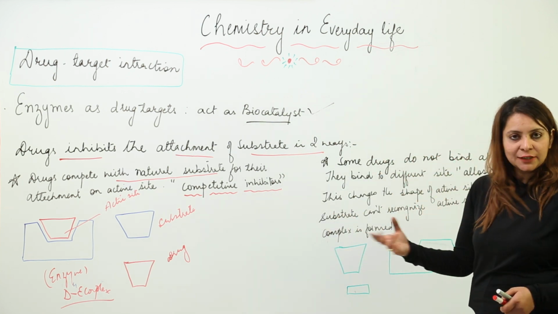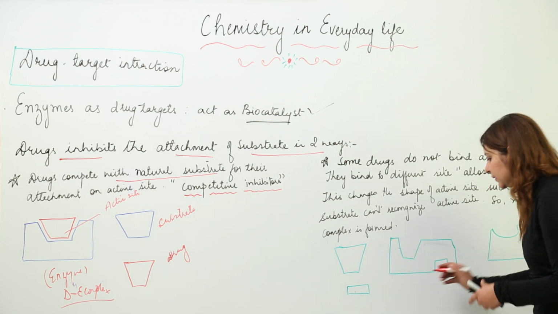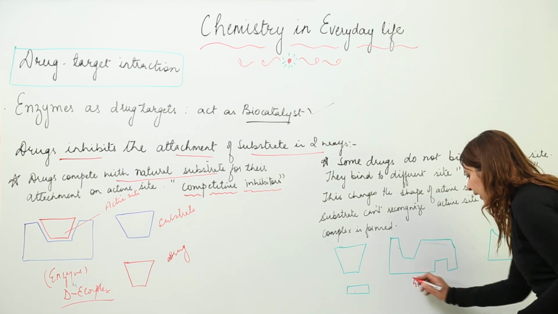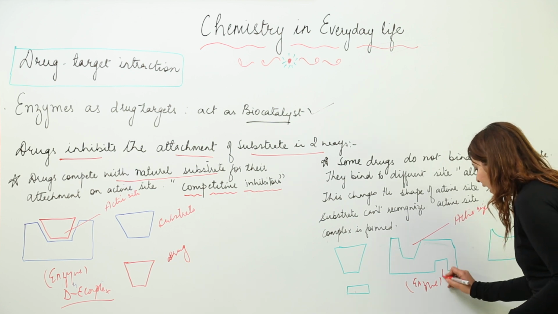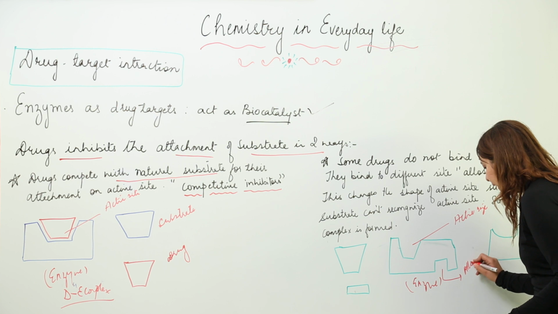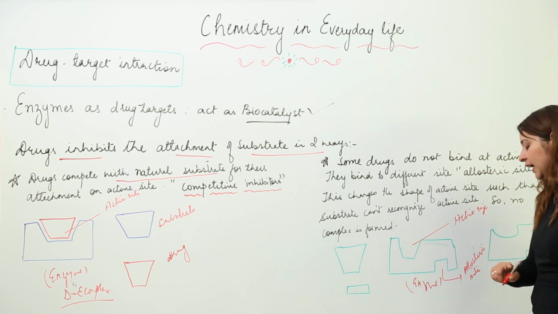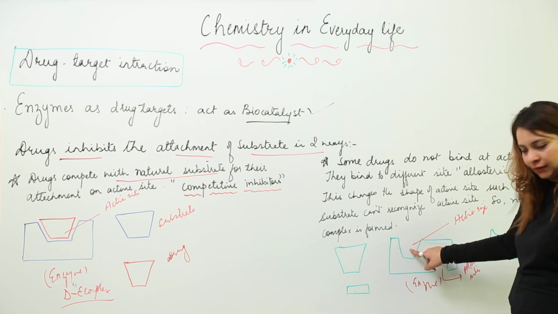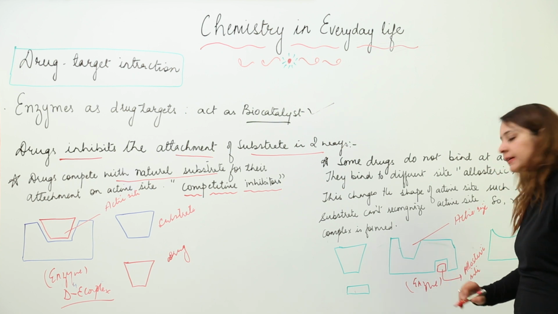Secondly, how can it block the site? Sometimes what happens, let's say this is an enzyme and this is an active site. Sometimes the enzyme has some other site also, called the allosteric site. So sometimes instead of binding here, the drug binds at the allosteric site.